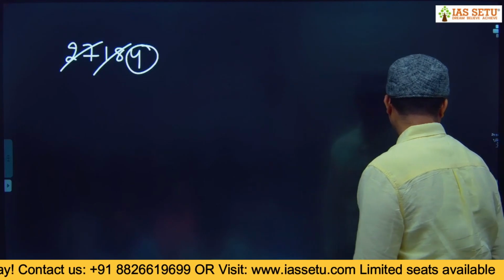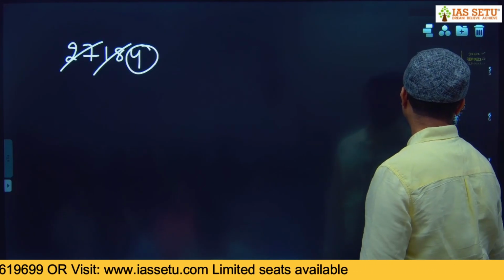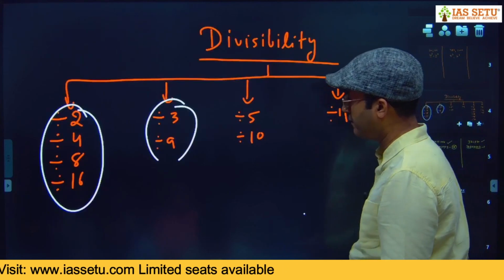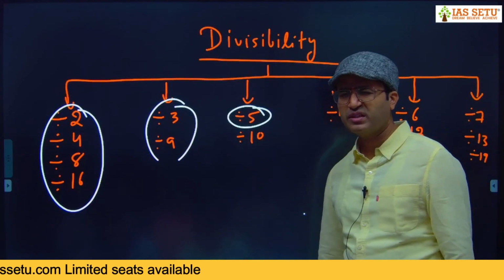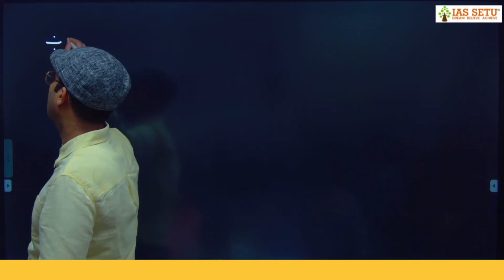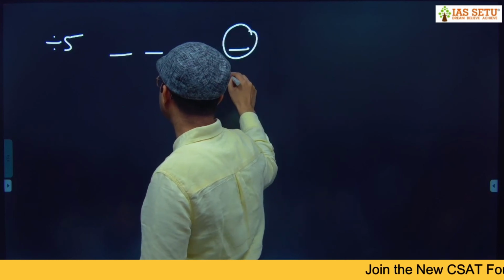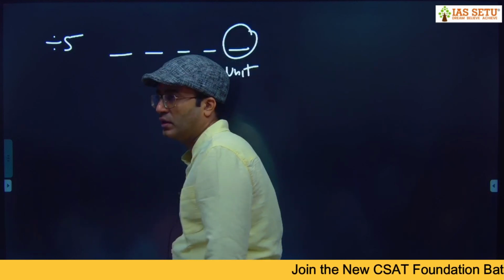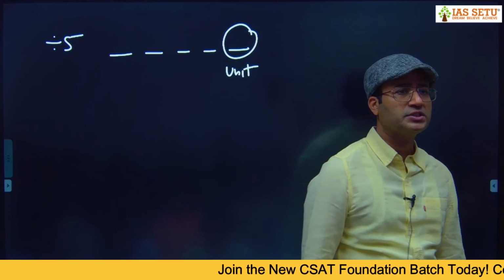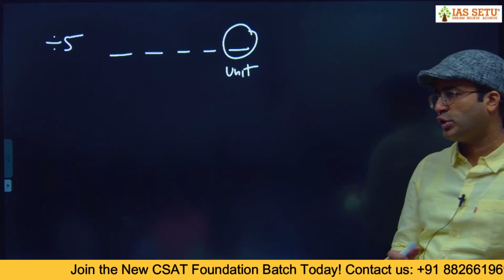Now next, third category, and that is the easiest: 5 and 10. This is very, very easy. For divisibility of 5, only the unit place digit or the last digit is sufficient. If the unit place digit is divisible by 5, it means the complete number is divisible by 5, otherwise not.